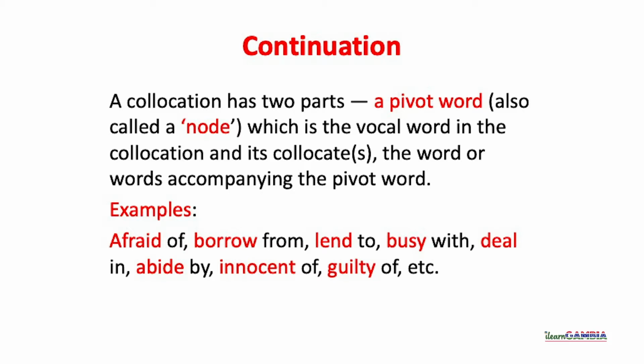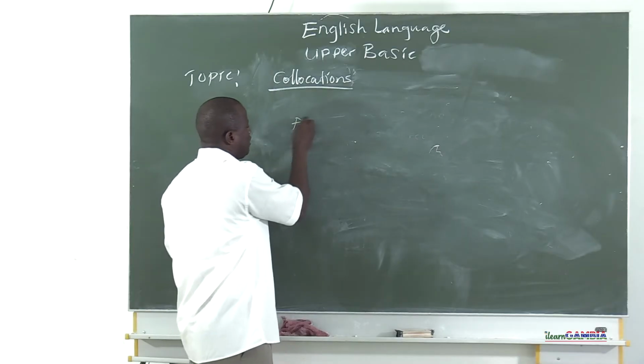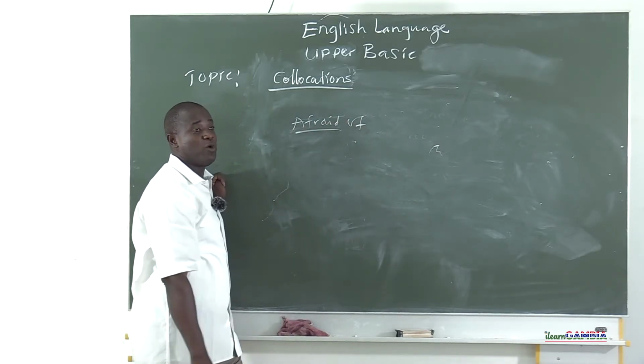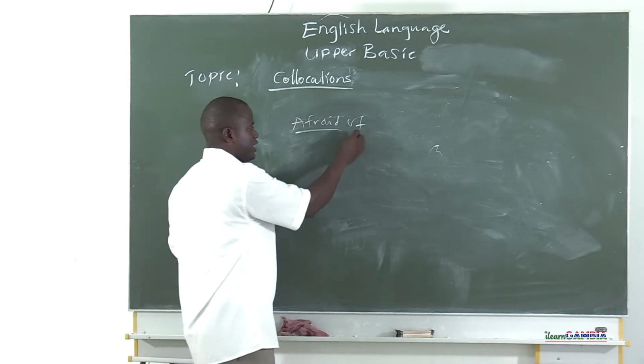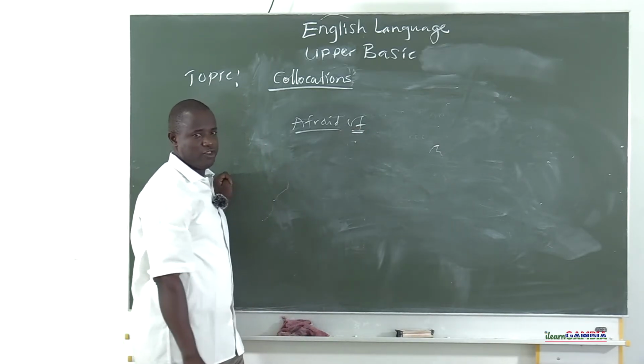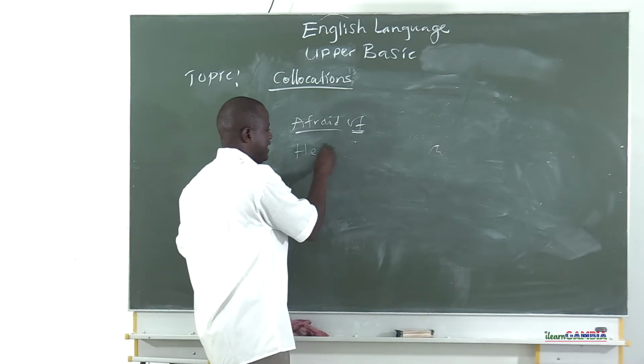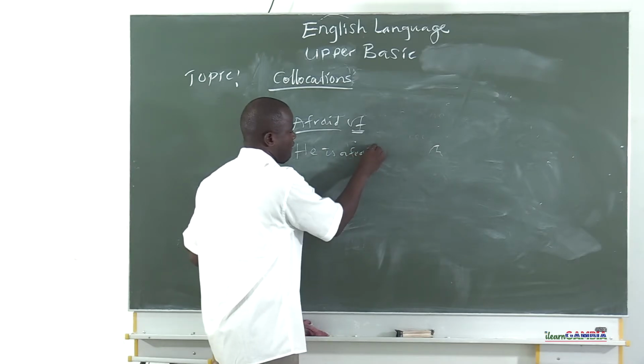Good. A collocation has two parts: a pivot word, also called the node, which is the focal word in the collocation, and the word or words accompanying the pivot word. Example, afraid of. If you look at this, afraid is the pivot word, the main word. The word that it collocates with is "of". As we have it, he is afraid of birds.